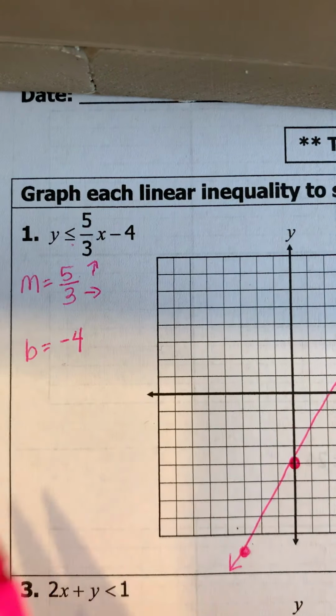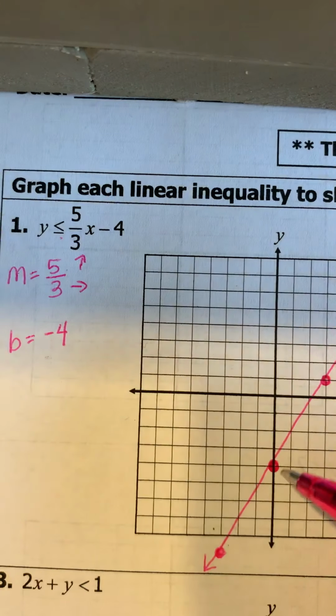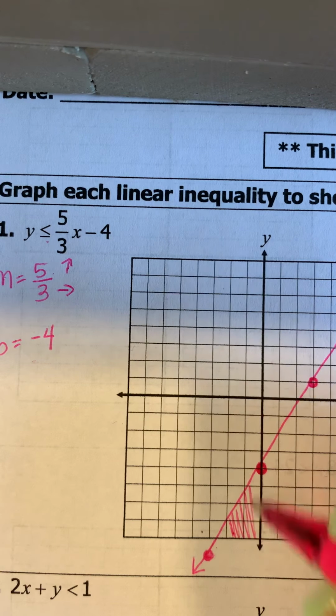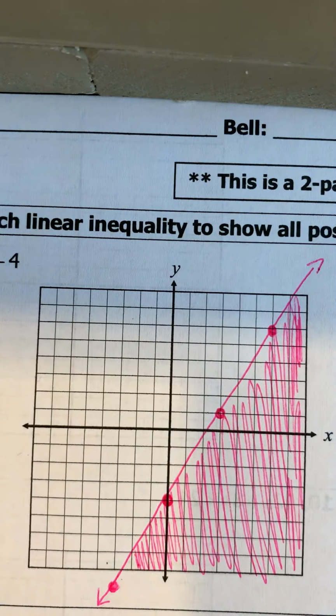Okay, and then this says less than. We want y values that are less than the line. So I always like to go back to my starting point and figure out where are numbers less than this point. So this point was -4. Where are numbers less than -4? They're below. So that means I'm going to shade everything below this line, like so.